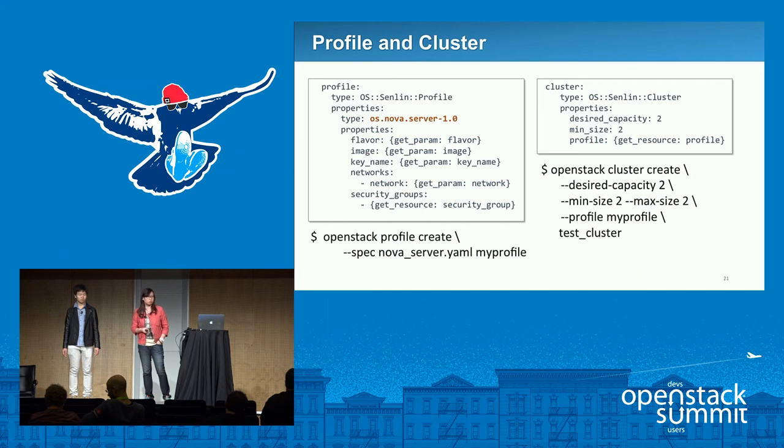In the next pages, I want to go very quickly through how to write the templates and what kind of commands you can leverage. The first one is the profile. You can put the flavors, images and all these things into a YAML file, and use the command line to create your profile and then use the profile to create the cluster. As shown here, you can build a cluster with a minimum size of two instances and a maximum size as you want to define, so it is very easy to use.